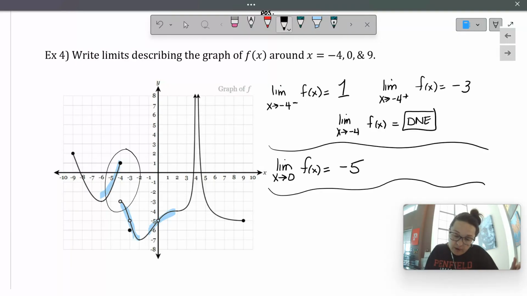And then if I want to look at the limit as x approaches 9, I can only come from the left. So as x approaches 9 from the left for f of x, I am going also toward negative 5.